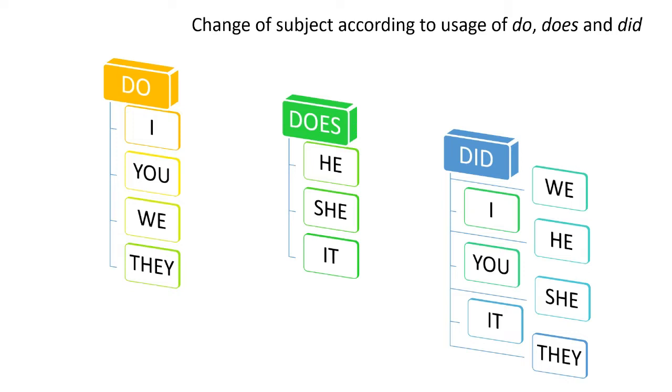Now let's go to does. We use does only with third person singular: he, she and it. Yes, I hope you got it. Now let's go to how we use did. We use did in all persons, singular and plural. Yes, let us learn in more detail taking one sentence as an example.